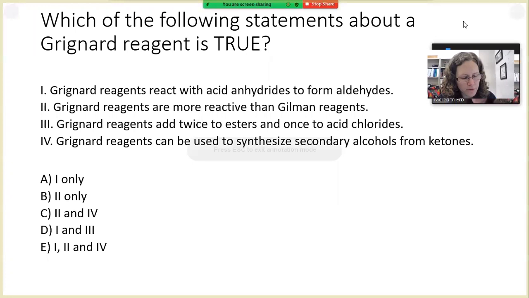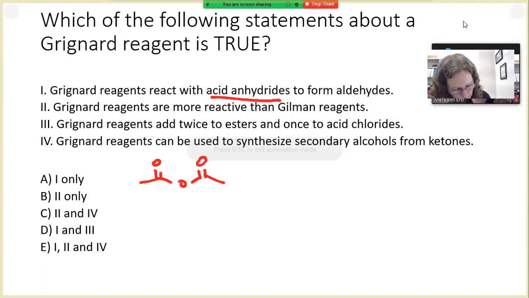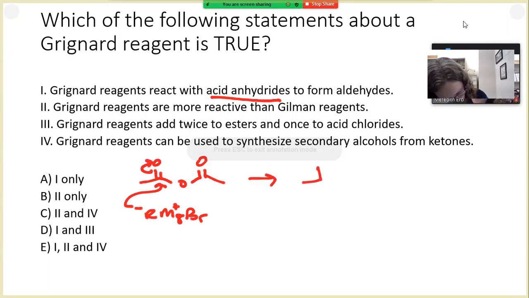So first off, we have Grignard reagents react with acid anhydrides to form aldehydes. So in this question, we have to think about what is an acid anhydride, and then what would the product of this reaction be? So an acid anhydride looks like this. And then we want to think about what happens when the Grignard reagent reacts with it. So say we have our R coming in to react. We know that it's going to come in and attack the alpha carbon, or not the alpha carbon, sorry, the carbonyl carbon. And we're going to push up that set of electrons.